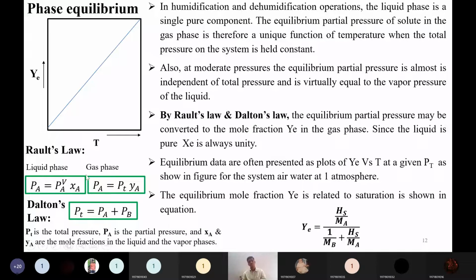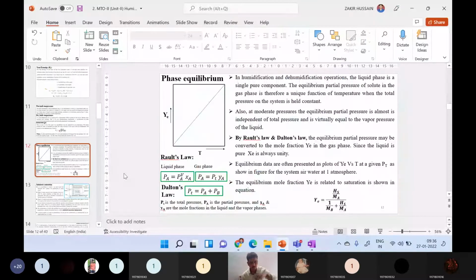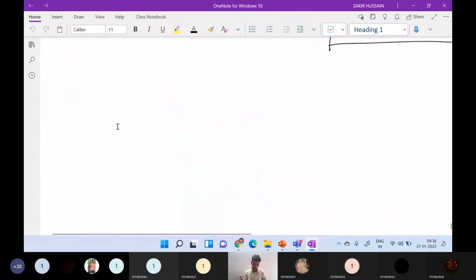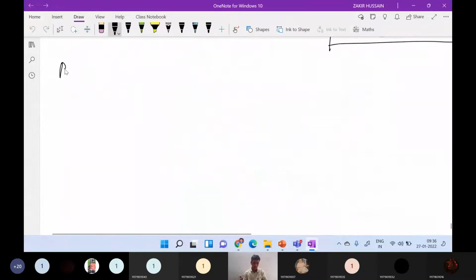Then we will be discussing phase equilibrium in this class. So what is phase equilibrium? What are the various phases involved? First, we will try to see that.